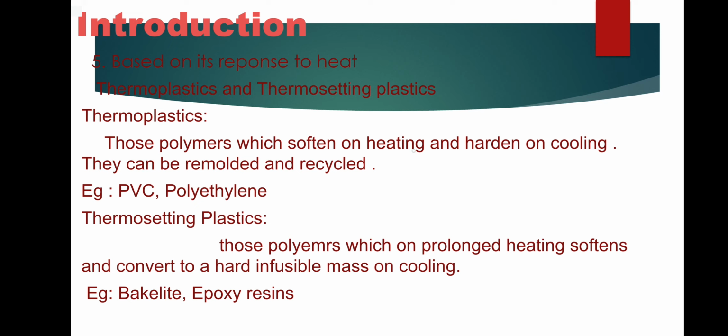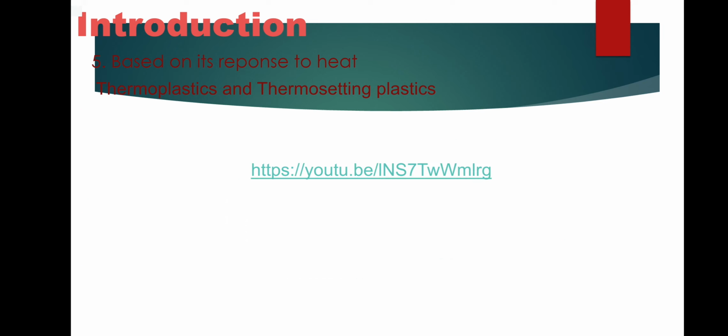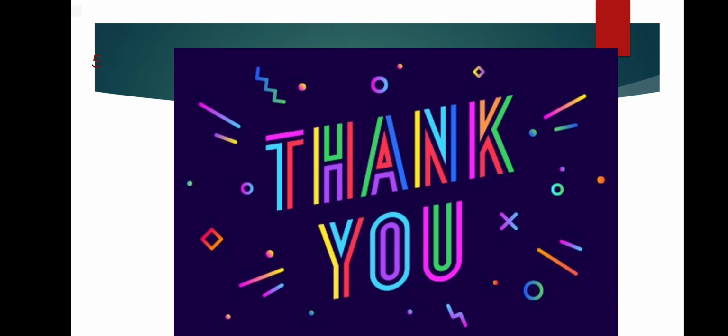Those which soften on heating and harden on cooling, we call thermoplastic. Those polymers which do not respond to heat, but with prolonged heating soften and then decompose, and on cooling become an infusible mass, are thermosetting, that is bakelite or epoxy resin. Okay, so this is the classification.